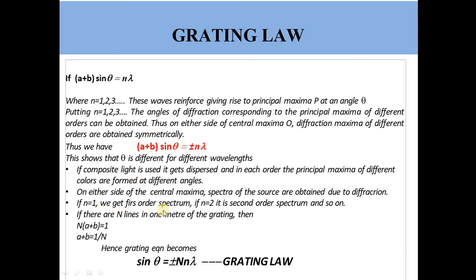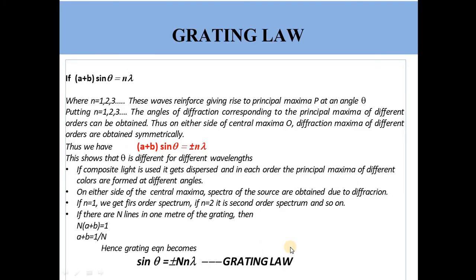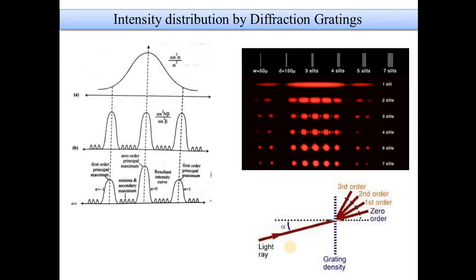And if there are N lines in 1 meter of the grating, then I can write N into (a plus b) is 1. And substituting 1/(a plus b) by N, what I will get? N sin theta is equal to plus or minus n lambda, where small n is the order of the spectrum, N is the number of lines in 1 meter of the grating, lambda is the wavelength of light used, theta is the angle of diffraction. And this equation is very important, and this equation is known as the grating law.